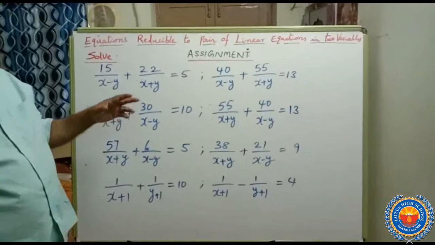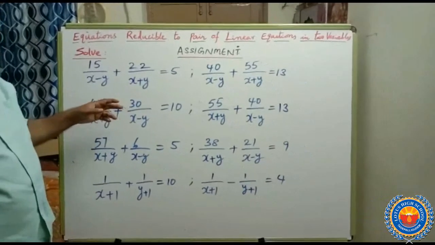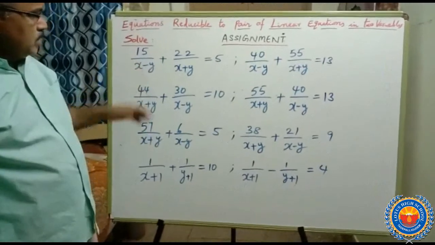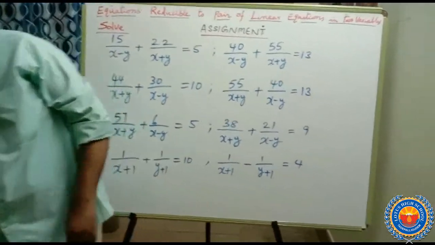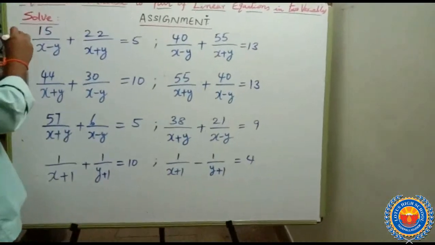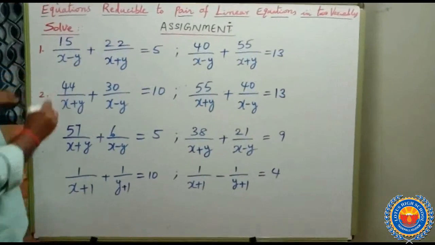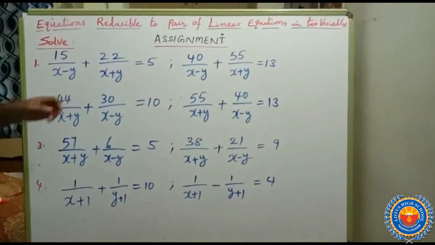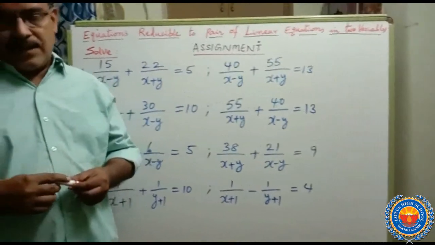Okay, we completed 3 sums. Those are very important, and here an assignment is given. Total 4 sums: 1, 2, 3, 4. This is the first question. This is the second one. This is the third one. This is the fourth one. So solve these 4 questions and send them to your class teacher.